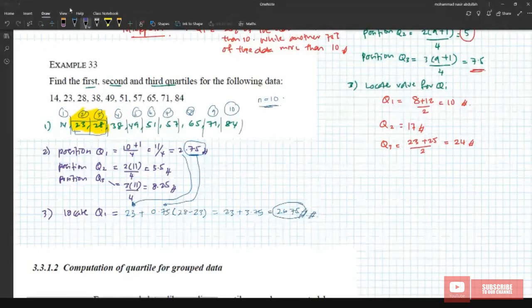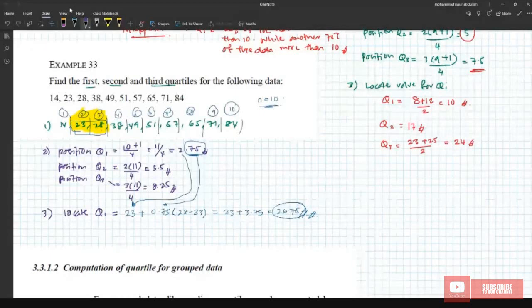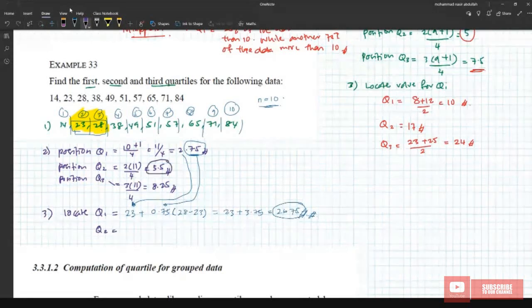Right? So this is very tricky sikit. Right? So hope you understand how to calculate quartile 1 when the position is not equal to 2.5, it's 0.275. So if you want to find quartile number 2, the position of quartile number 2 is 5.5. So 5.5 is very simple, straightforward.